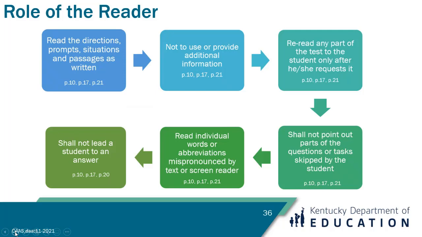So test administrators may determine when a student is not focused and may reread at any time. A reader may not point out parts of questions or tasks skipped by the student. A reader may read individual words or abbreviations mispronounced by a text or screen reader if specifically requested by the student. A reader may not lead a student to an answer. Remember, no emphatic speech when reading. These rules apply to any state test given in any format and whether the student is taking the test online or paper and pencil.